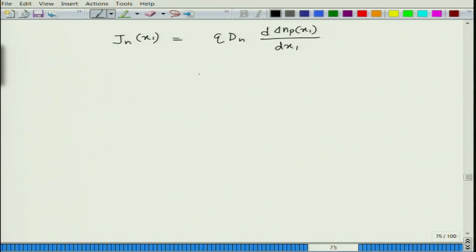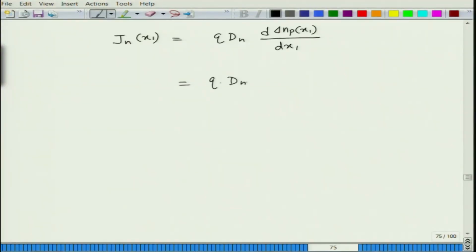So, now we know the delta n_p variation with x quantifiably. So, what can we write? q D_n and then 1 over minus L_n, n_p0 (e to the power qV by kT minus 1) e to the power minus x_1 by L_n. So, this L_n comes from the differentiation. We just straightforwardly differentiated the delta n_p(x_1) expression with respect to x_1.